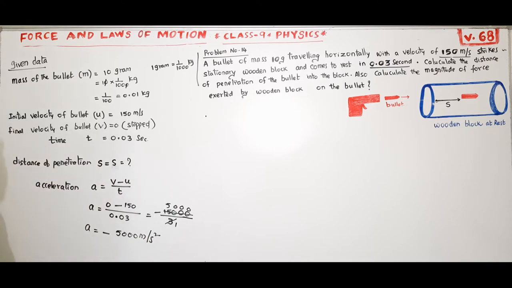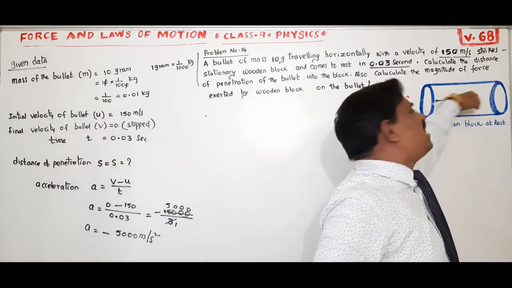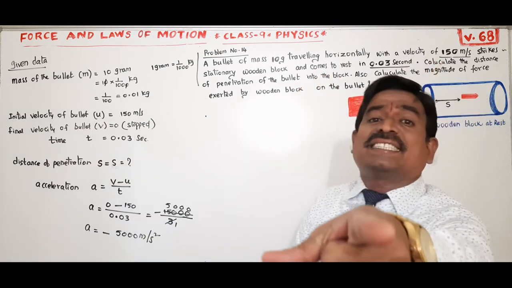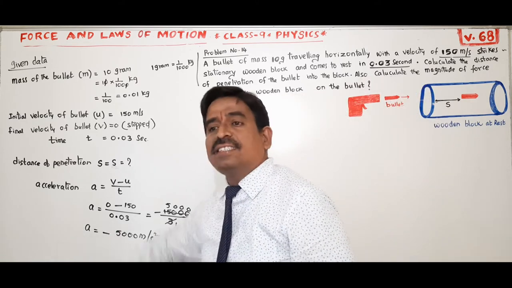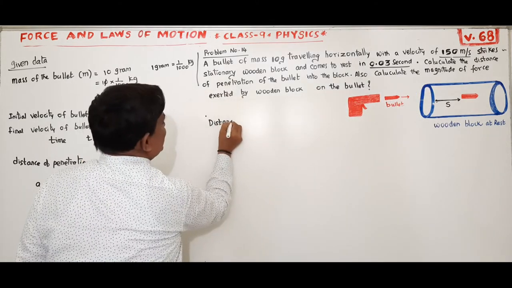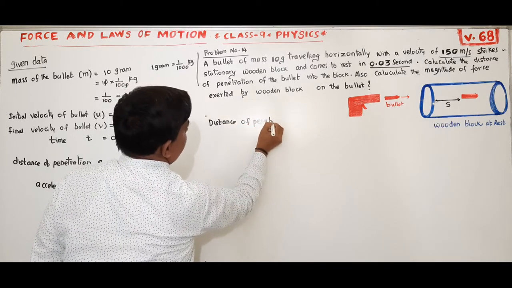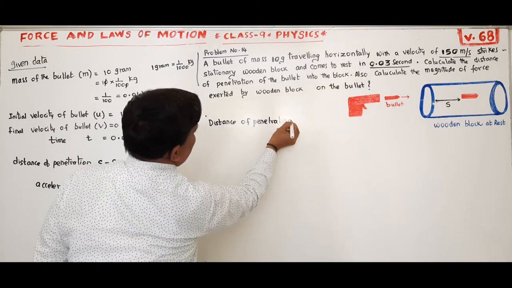Now you may ask one question: why did you get the minus symbol? As the bullet is going inside the wooden block, velocity goes on decreasing. Velocity decreasing means acceleration is negative. Distance of penetration is nothing but distance traveled.